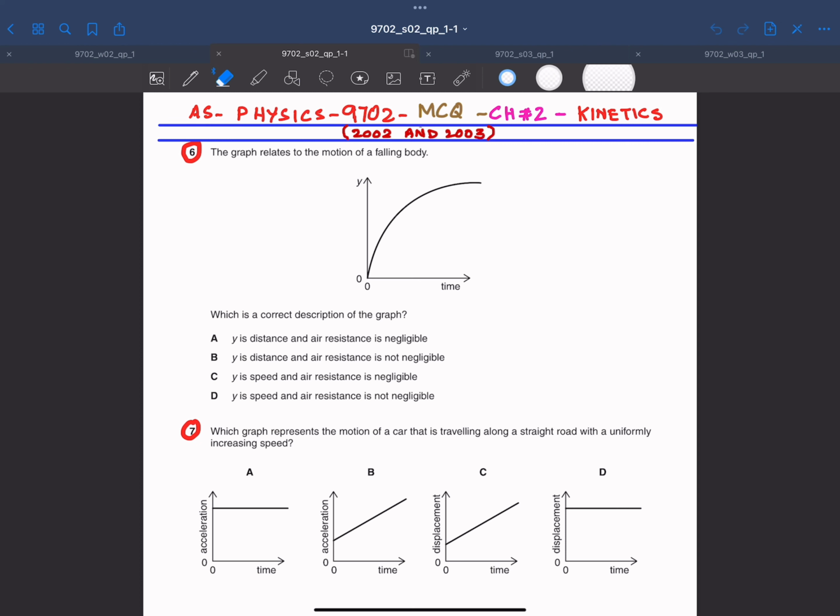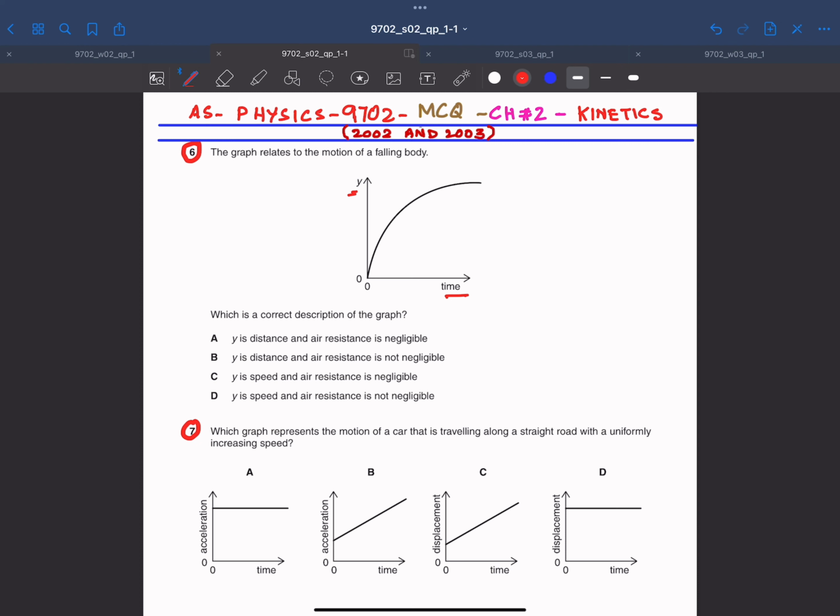But the first question here, which is related to kinematics: you can see the graph relates to the motion of a falling body. Which is a correct description of the graph? Here, first of all, you have to check that in this graph, we have two parameters. One is time, which is already given, but the other is y, which is not given, and they are asking what y is basically. So this is what the correct description of the graph means.